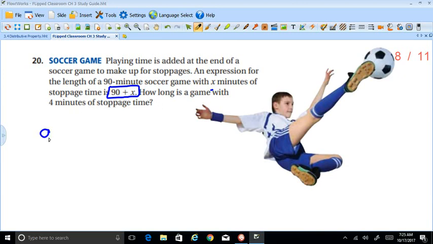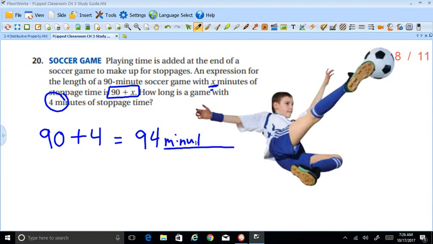Well, the game is 90 minutes. Stoppage time is X. X is the amount of stoppage time. In this case, they're asking us for 4 minutes of stoppage time. So we're going to simply write plus 4, which gives us 94. Don't forget units. It's a word problem. 94 minutes. And that's the length of the whole game with the stoppage time. Pretty simple.